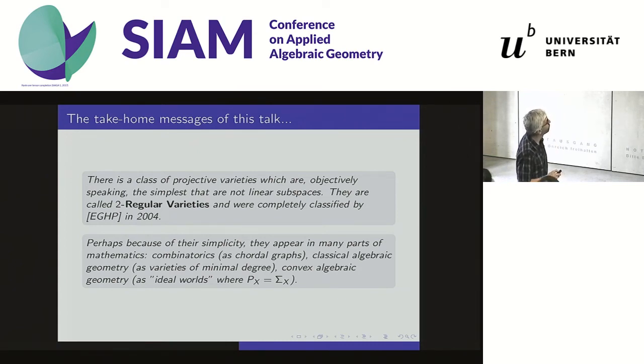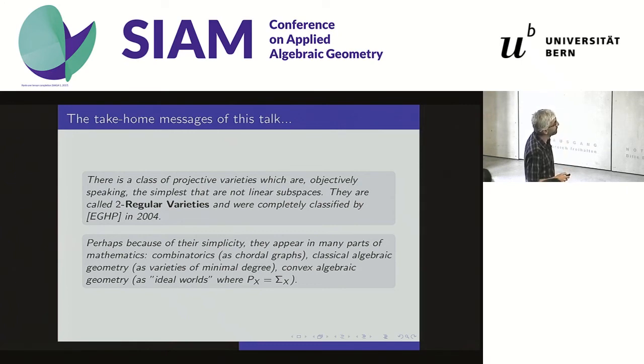So what we have discussed is that there is a class of projective varieties which are, objectively speaking, the simplest that are not linear subspaces. They are called two regular varieties, and were completely classified by Eisenbud, Green, Hulek, and Popescu in 2004.